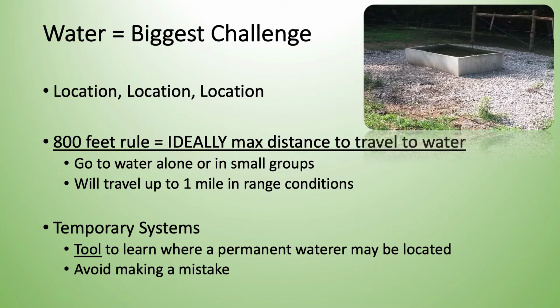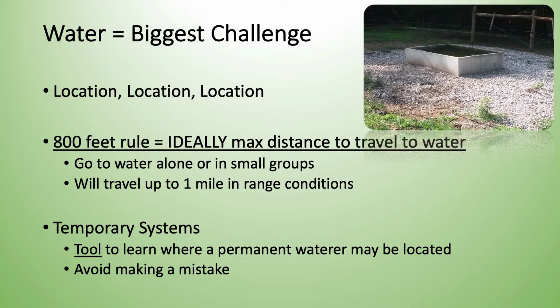Now, 800 feet, that's just kind of the goal, right? That's the ideal. But this is the real world, and we'll recognize that that's just not always possible. So recognize that cattle in range conditions out west travel up to a mile to get to water. So yeah, we want to keep that 800 figure in mind, but don't think that, oh gosh, the closest I can get it is 900 feet. You're still going to be okay in that situation. We just try to keep it to that 800 if at all possible.